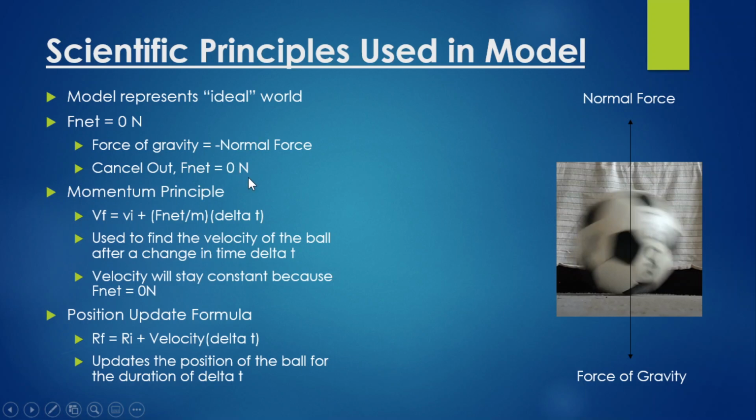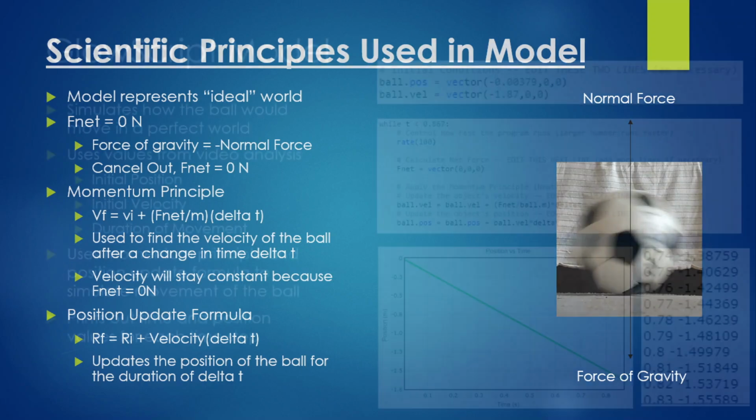I also used the momentum principle, and I used it to find a velocity of the ball after a change in time delta t. But because the momentum principle is Vf equals Vi plus F net divided by m times delta t, the velocity will stay constant because the net force is equal to zero, so Vf is equal to Vi. And I also use the position update formula to update the position of the ball for duration delta t. So position final is equal to position initial plus velocity times delta t.